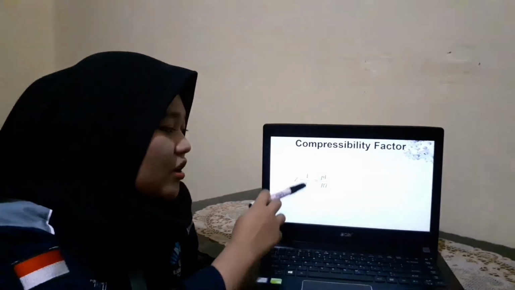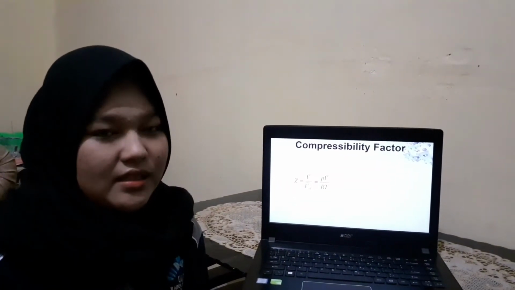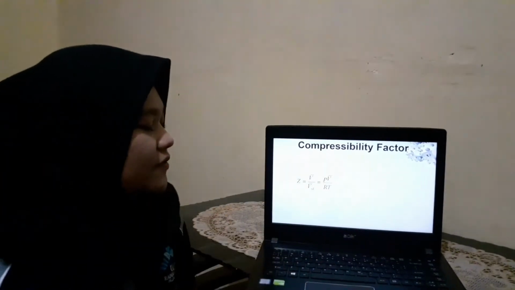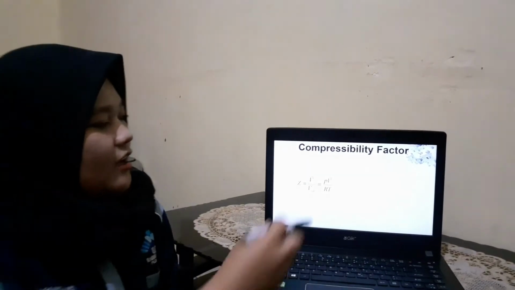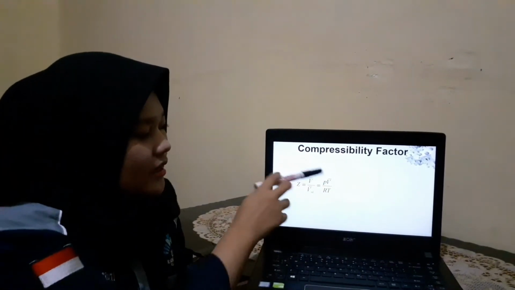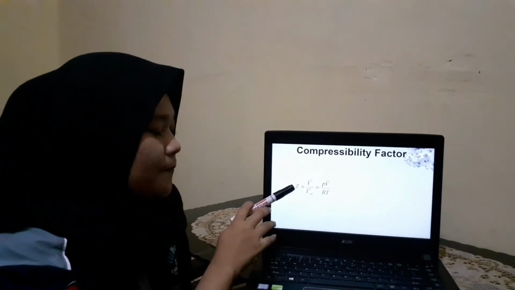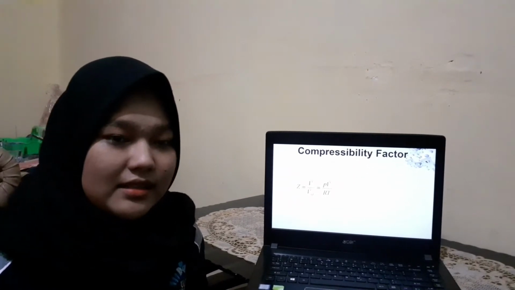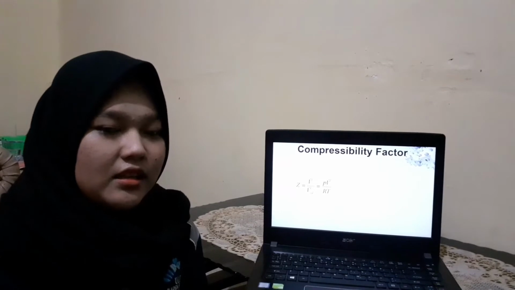This ratio is called the compressibility factor, and it is denoted Z. That's why the equation of the compressibility factor is Z. In an ideal gas, Z equals 1.